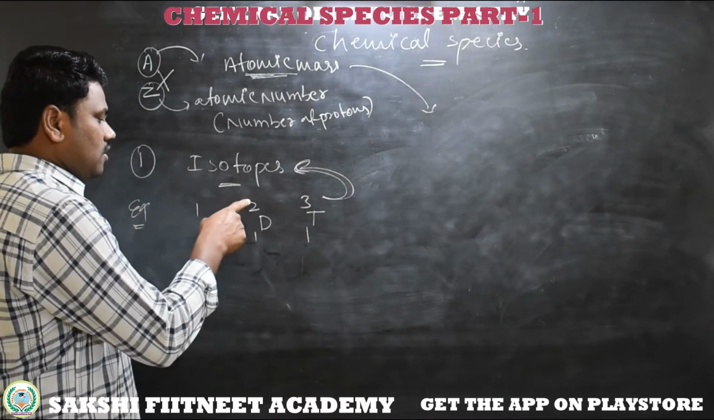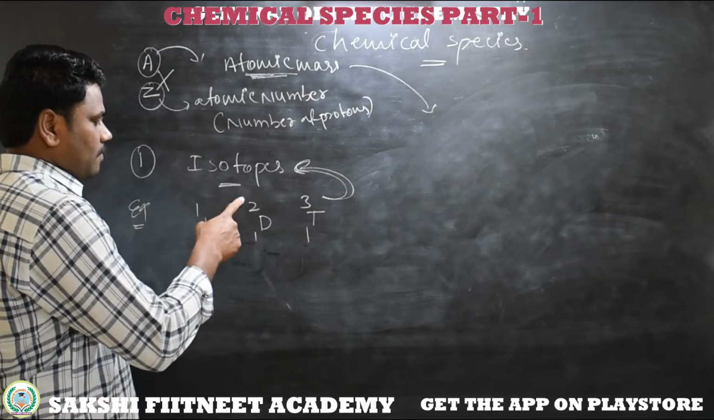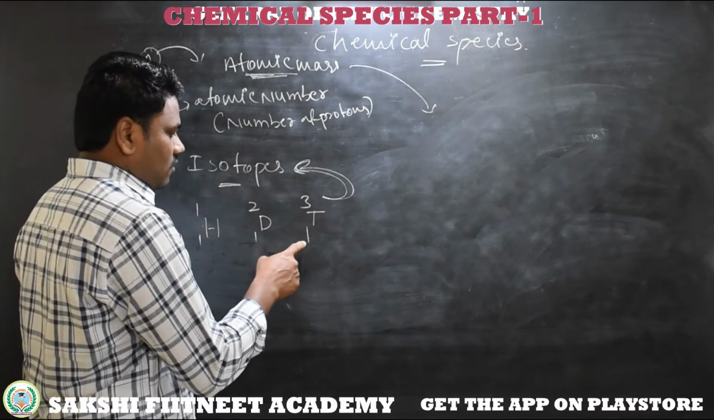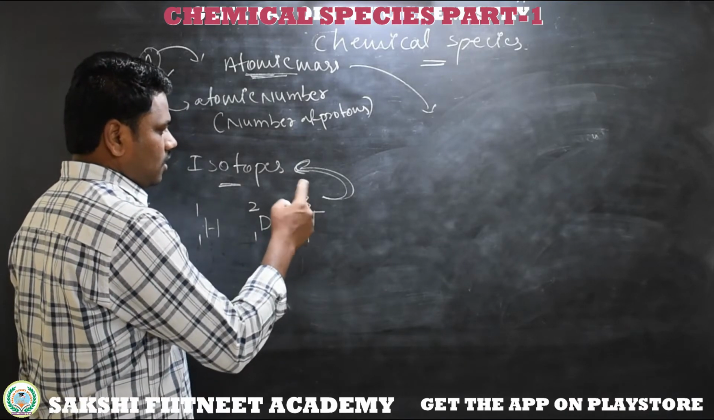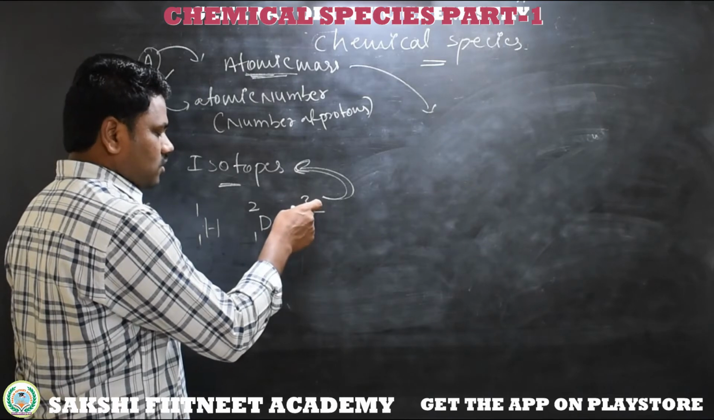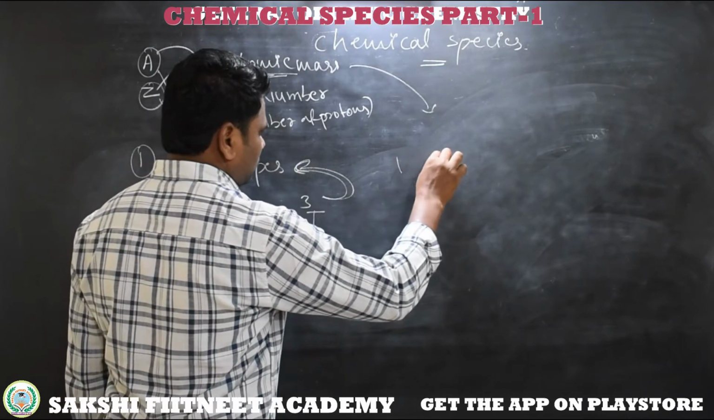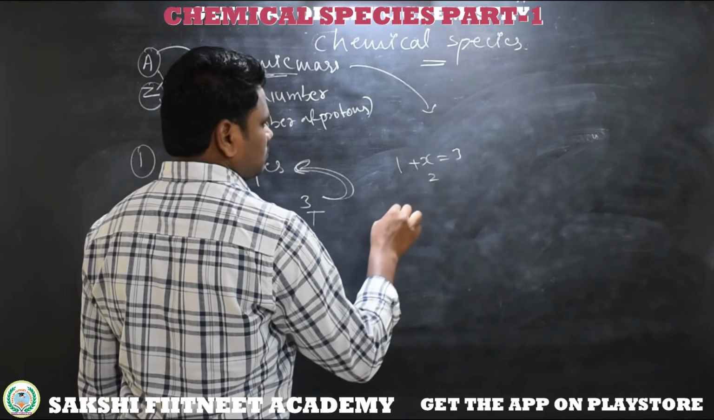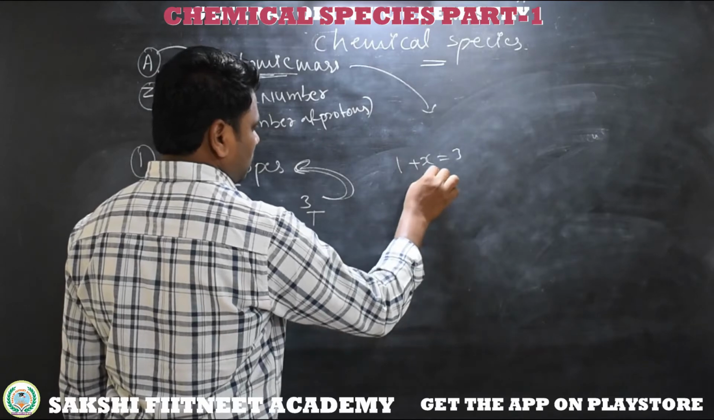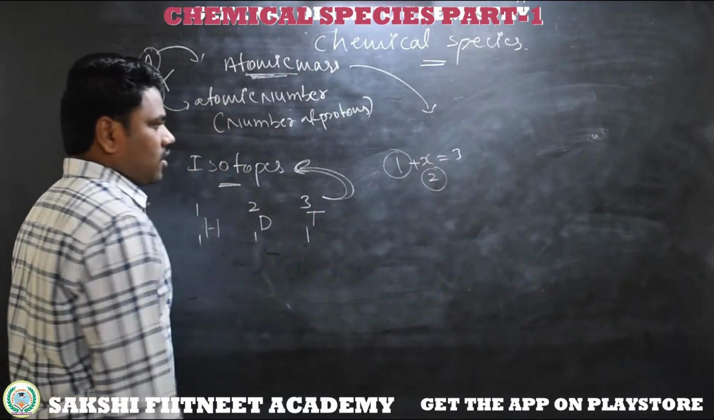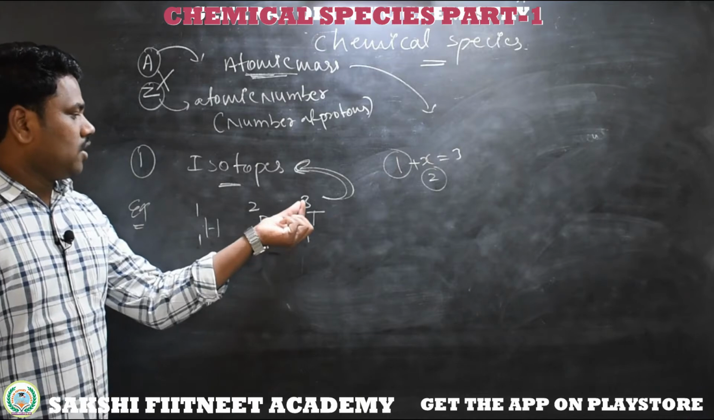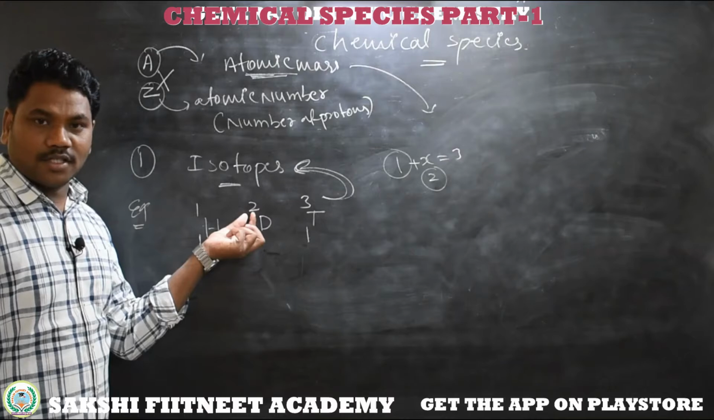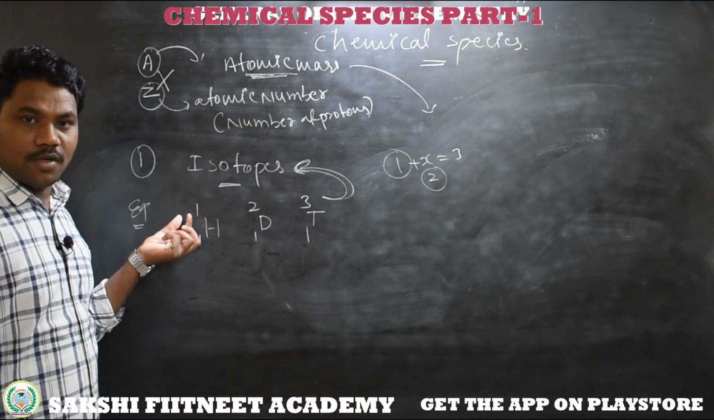Because of 1 proton and 1 neutron, the mass becomes 2. With 1 proton, the atomic number is 1. Here the atomic number 1 means 1 proton, and the total atomic mass is 3, so 1 plus x equals 3. That means x should be 2, since 1 plus 2 equals 3. So the number of neutrons is 2 and the number of protons is 1. So 1 proton, 2 neutrons, the mass becomes 3. 1 proton, 1 neutron, the mass becomes 2. Here only 1 proton, the mass becomes 1.